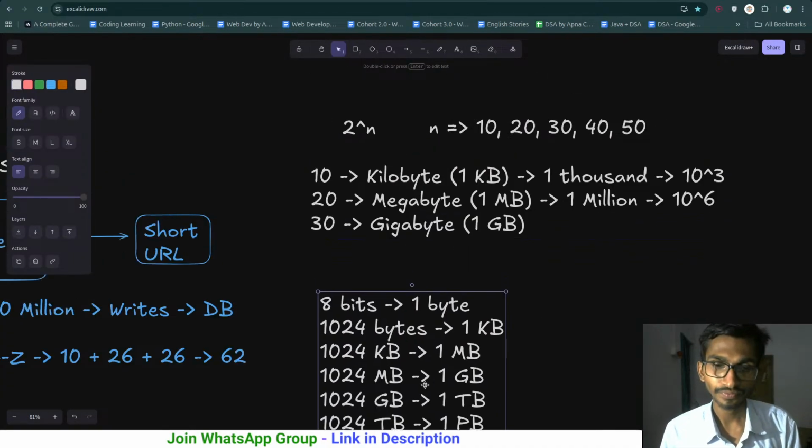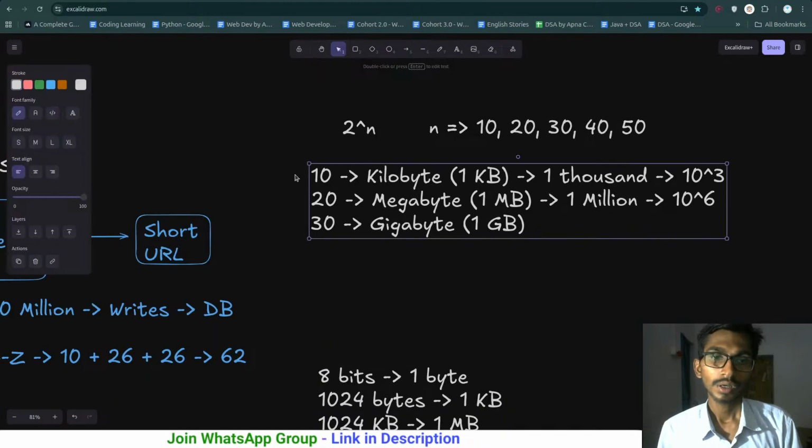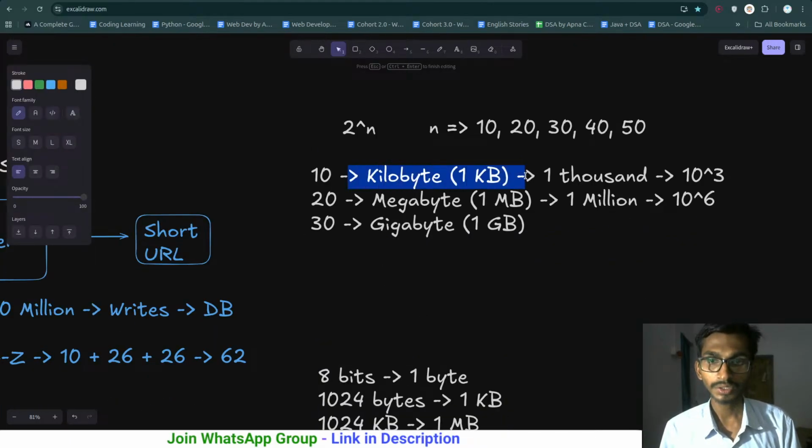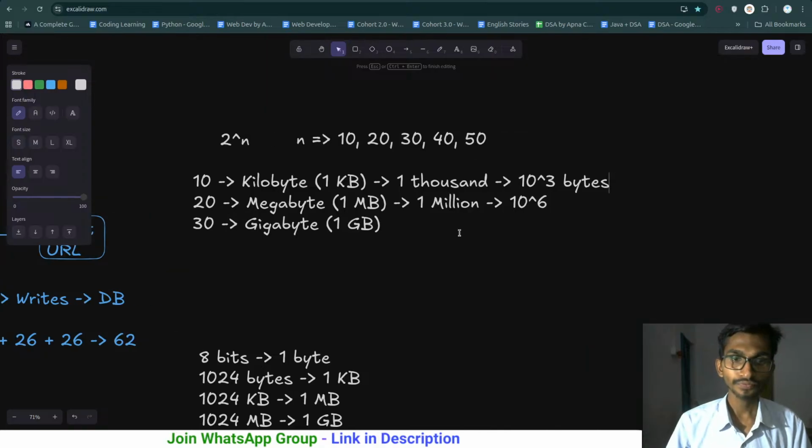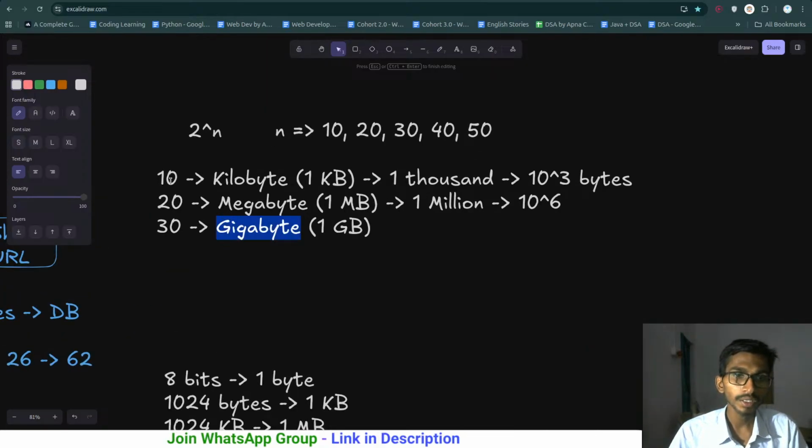Okay, coming back to this one. So 2 to the power 10 simply means kilobyte, and ultimately it contains 1000 bytes, which is 10 to the power 3 bytes. Then we have 2 to the power 20, that is simply called megabyte, 1 MB. It means 1 million, that simply means 10 to the power 6 bytes.